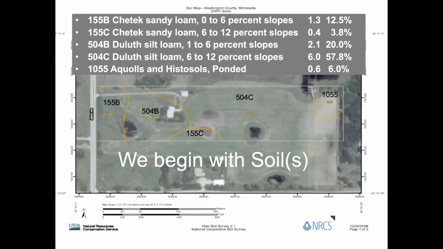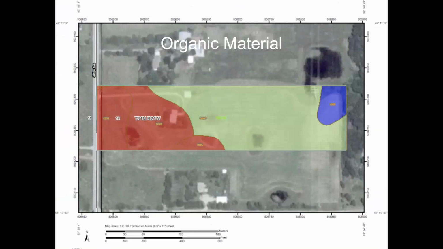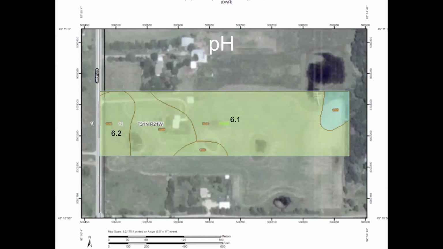This is an example of how we put them on an aerial, just basically putting in our different soil types, what the slope is, and what kind of soils we have, which is very helpful. It tells us what kind of organic material we have. Another nice map to have tells us the different percentages, a pH in this case, 6.2, 6.1. So that's very helpful. So we do the soil map, but we get all that information.